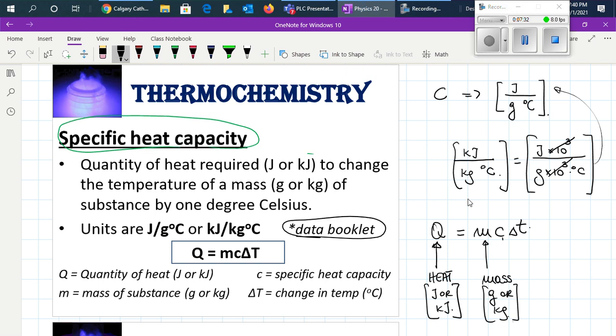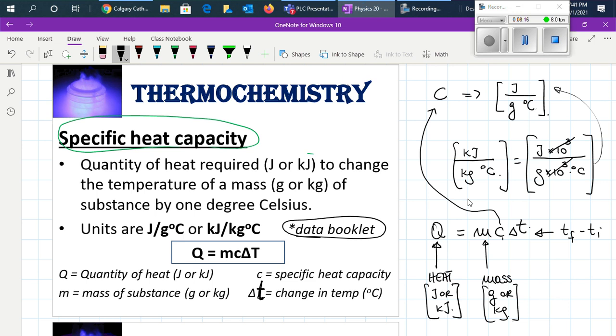C is specific heat capacity, and again, the number and the units that you have in your data booklet are joules per gram degree Celsius, which we proved are the same as saying kilojoules per kilogram degree Celsius. And so this is specific heat capacity, and delta T is the change in temperature. So it's T final minus T initial. And in every question that you will see, it will be in degrees Celsius.